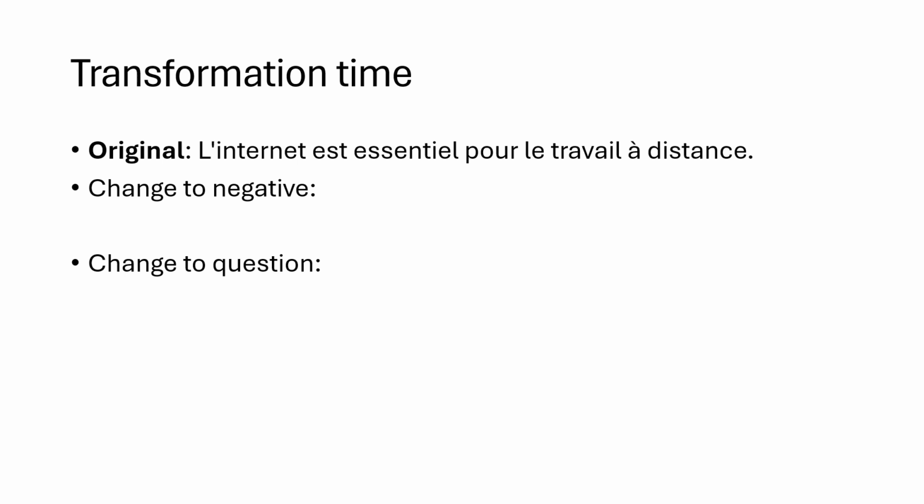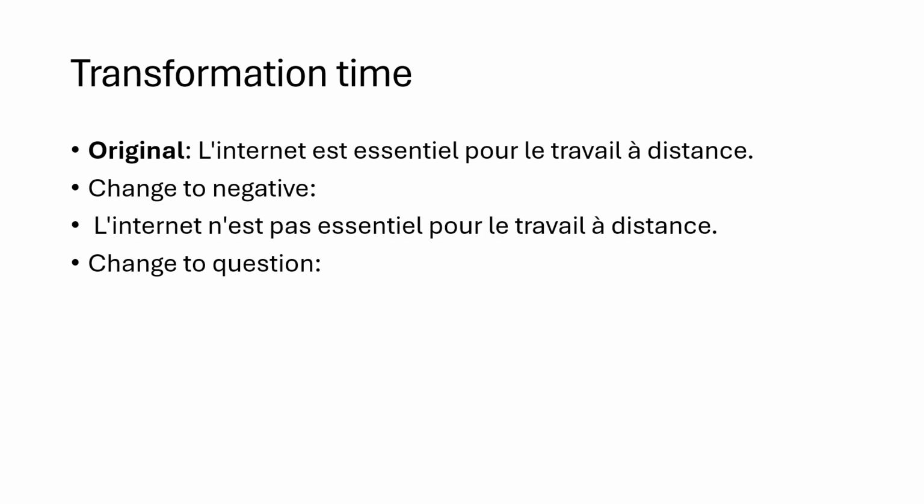This next exercise is to see if you're paying attention and just to see if you're able to change sentences and practice your grammar. So the first sentence, the original sentence, l'internet est essentiel pour le travail à distance. You need to change it to negative. So just think of what this could be in the negative, then I'll give you the answer. So it's l'internet n'est pas essentiel pour le travail à distance, which is quite simple. Now change it to a question. So this one might be a bit more difficult. Give the video a pause and try and change it to a question.